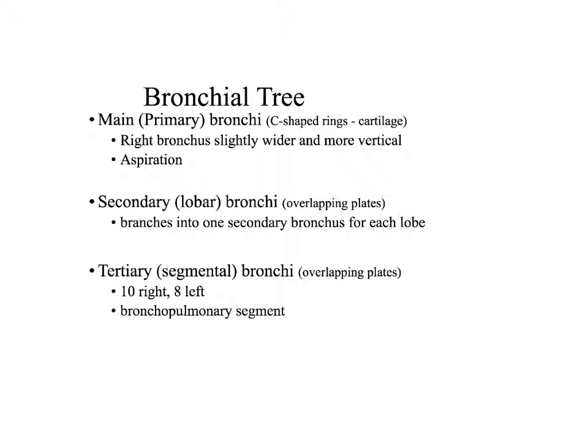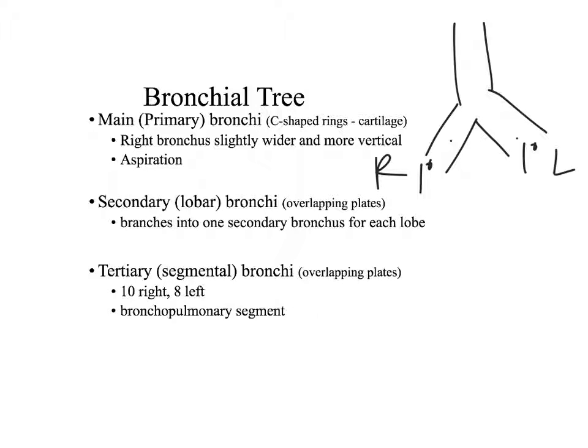Now, the trachea comes down and it splits. When it splits, these are the primary bronchi. So there's a right and a left primary bronchus. The right one is going to be slightly wider and more vertical. If you aspirate something, it's more likely to go to the right bronchus than to the left. Now the cartilage rings continue into the primary bronchi.